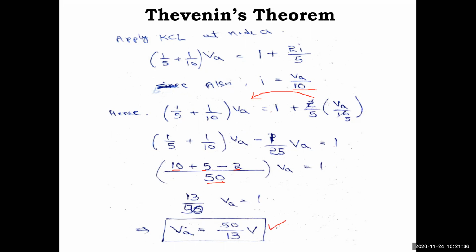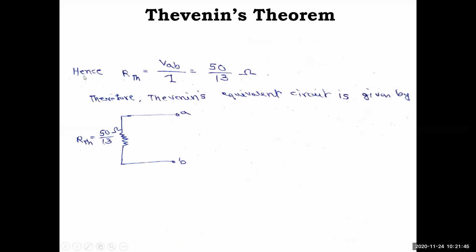Okay, so you can take the ratio also, you can keep it as it is. Okay, so what is this? VA is nothing but VAB, right? B is the grounded terminal, A is the upper terminal. So we have just taken VA there while calculating. That is nothing but the VAB. So VAB by 1 is nothing but 50 by 13 ohm.